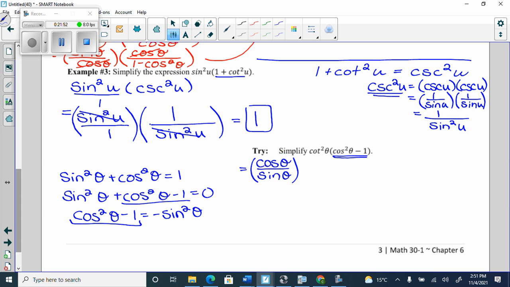Take cos squared theta minus 1, toss it behind my head, and replace it with negative sine squared theta over 1. Negative cos squared over 1. Then the sine squared, one of the sines can cancel, and then I'm just left with negative sine theta cos theta.